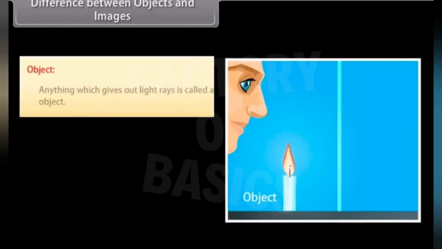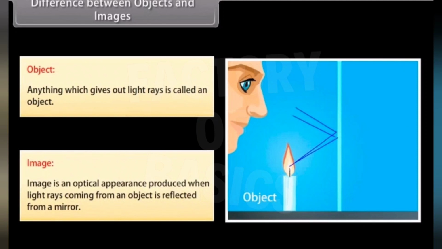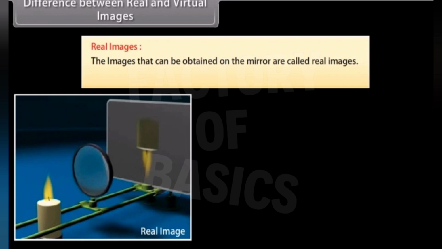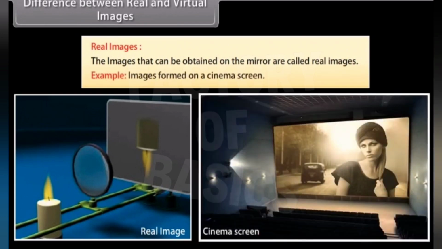Object. Anything which gives out light rays is called an object. Images. Image is an optical appearance produced when light rays coming from an object is reflected from a mirror. Difference between real and virtual images. Real images. The images that can be obtained on a screen are called real images. Example. Images formed on a cinema screen. It is formed by a concave mirror.